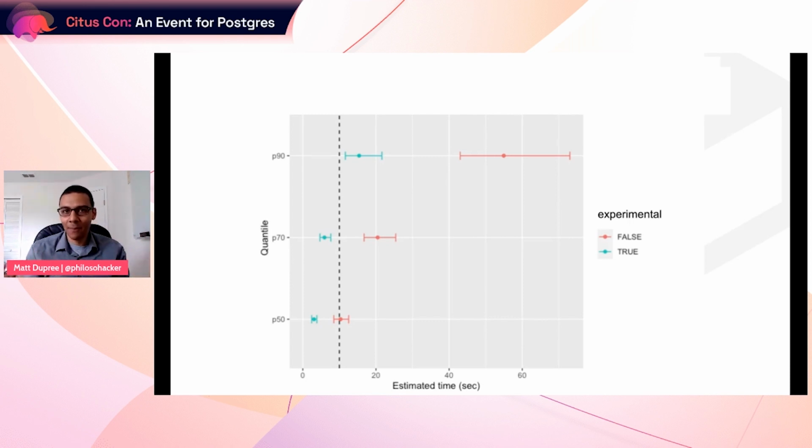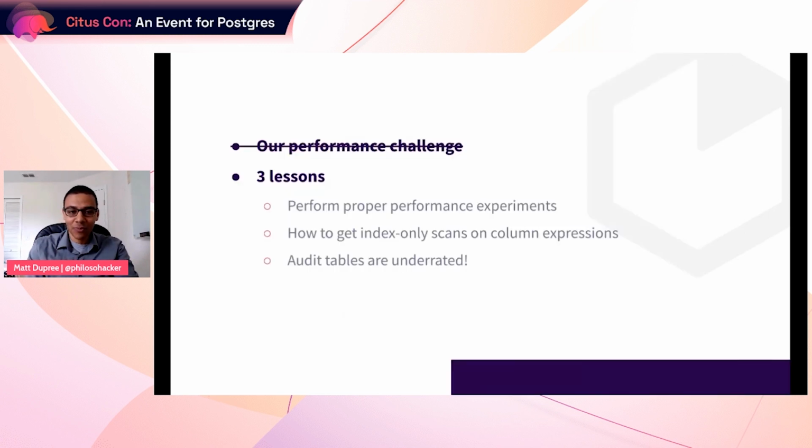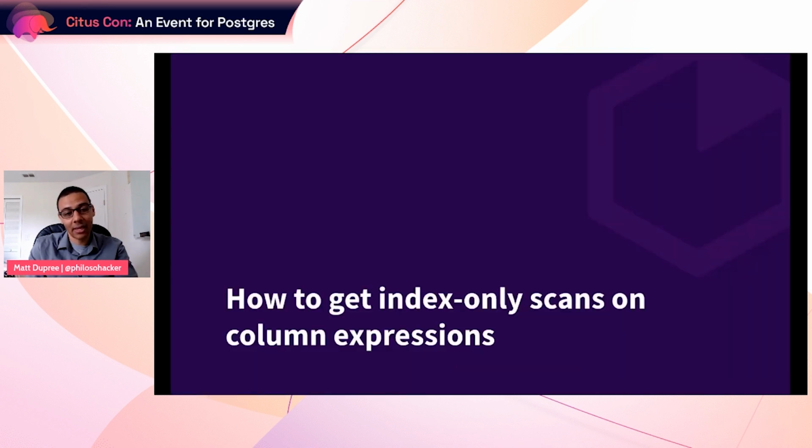And so this has been really helpful for us, and this was a first step in optimizing our queries. So this is the first lesson: to perform proper performance experiments when you're optimizing queries that are subject to the noise that's similar to what we see. So that's that lesson. Let's go and talk through a second lesson, which is how to get index-only scans on column expressions.